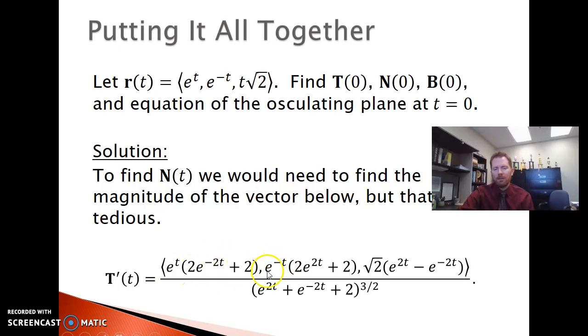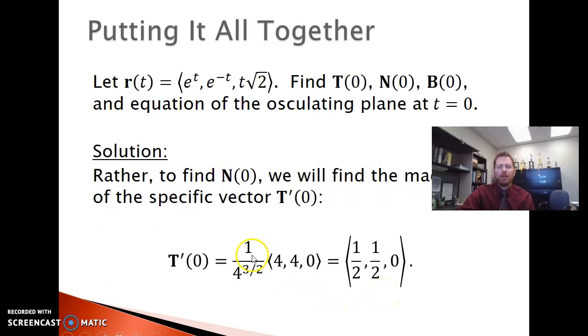e to the negative 0 is 1. Hey, this is also a 4, so it's 4, 4. And then over here, you're going to have e to the 0 minus e to the 0, so 1 minus 1 is 0, so this component's 0. And so we'll have 4, 4, 0. Plugging in 0 down here, you're going to get 1 plus 1 plus 2 is 4, so 4 to the 3 halves. And so T'(0) is 1 over 4 to the 3 halves times the vector 4, 4, 0.